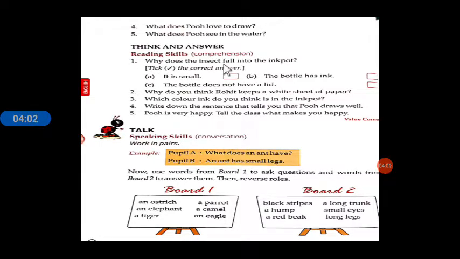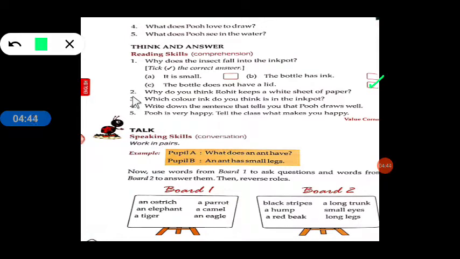First one: why does the insect fall into the ink pot? A, it is small. B, the bottle has ink. C, the bottle does not have a lid. Which option is correct, as you think? Option C is the right answer. The bottle does not have a lid, so the insect falls into the ink pot. So this is the answer, option C.